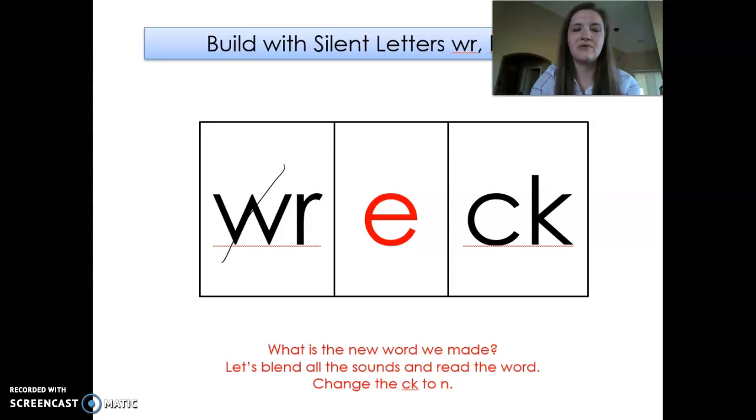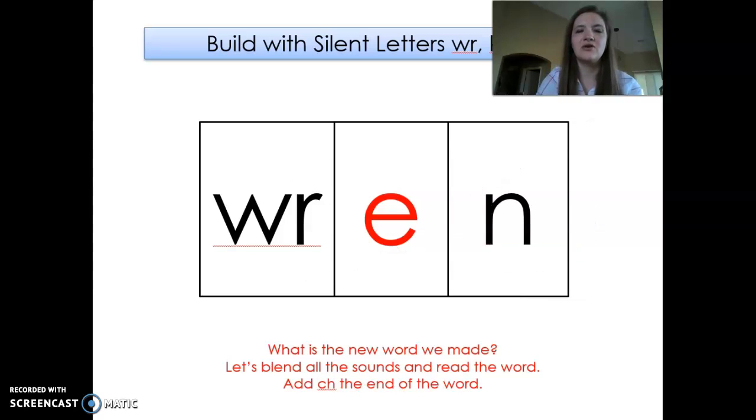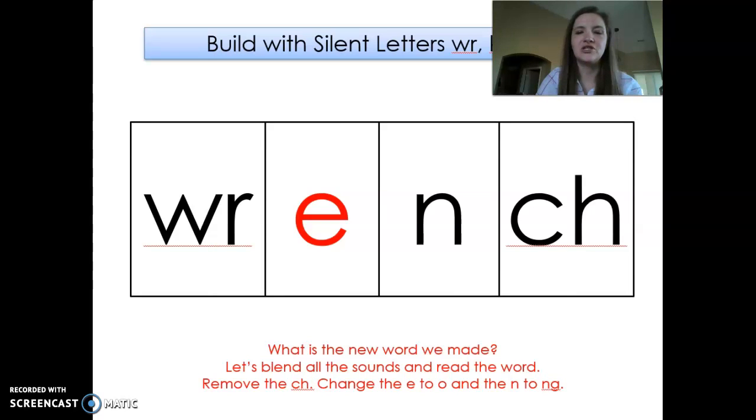Okay, now we are going to look at individual sounds. Remember, we are looking for those silent letters. Okay, so sound out that word. What's the word? Wreck. Okay, let's change the CK to an N. What's the new word? Wren. Add a CH to the end of the word. What's the word? Wrench.